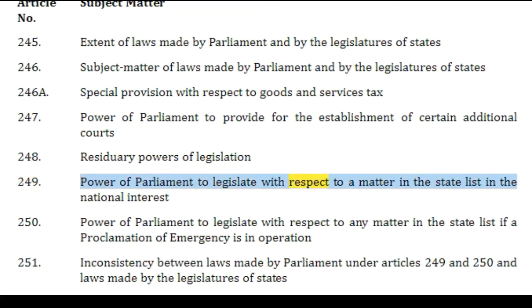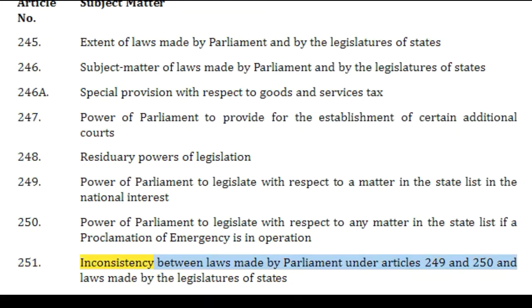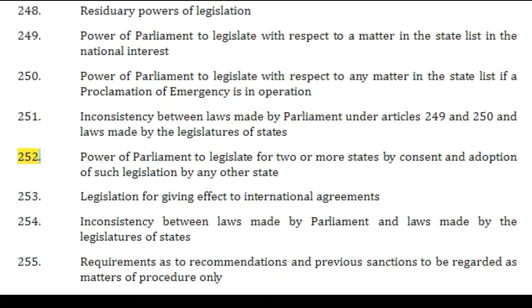249. Power of Parliament to legislate with respect to a matter in the state list in the national interest. 250. Power of Parliament to legislate with respect to any matter in the state list if a proclamation of emergency is in operation. 251. Inconsistency between laws made by Parliament under Articles 249 and 250 and laws made by the legislatures of states. 252. Power of Parliament to legislate for two or more states by consent and adoption of such legislation by any other state. 253. Legislation for giving effect to international agreements. 254. Inconsistency between laws made by Parliament and laws made by the legislatures of states.